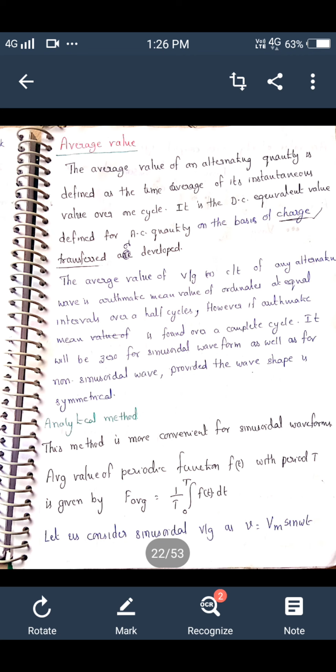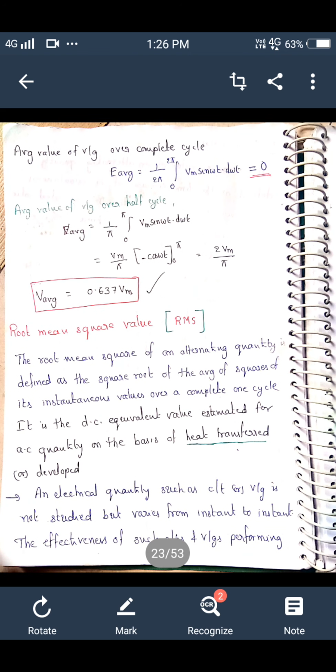Capital T here is the time period. Time period is the time taken to complete one cycle. Now for an AC signal, if I want to calculate the average value for one cycle, the distance for one cycle is 2 pi. So 1 by 2 pi integral 0 to 2 pi Vm sin omega t d omega t. If we integrate it, we will get 0 value. So the average value per cycle is 0.